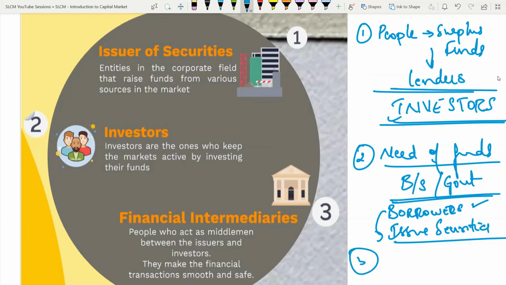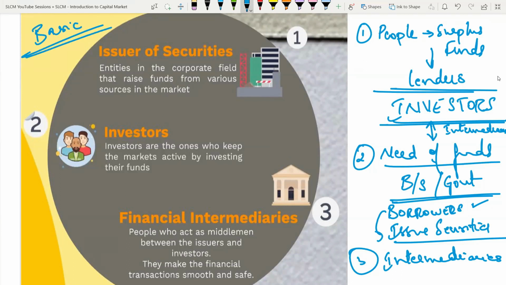And thirdly, it is the people who are connecting these investors and the issuers with each other. That is nothing but the intermediaries. So the third category of participants are intermediaries. These are the three main participants of the financial market as a whole. We are talking about the basic participants. Apart from this, specifically, there are multiple intermediaries and multiple participants, but primarily, there are only three participants. That is, the issuer of securities.